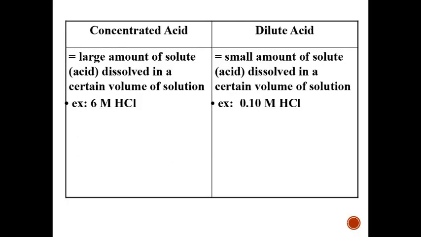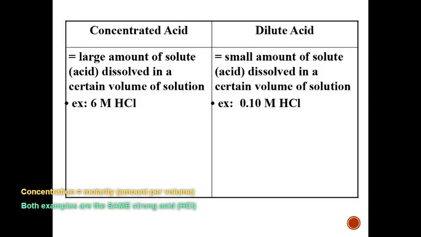Now we're shifting focus to concentration. How much acid is actually dissolved in your solution? A concentrated acid has a high molarity, meaning lots of acid molecules packed into that volume. Think of 6 M HCl as very strong and aggressive chemically. A dilute acid has a low molarity, like 0.10 M HCl, which is the same acid but much weaker in strength because fewer molecules are present.